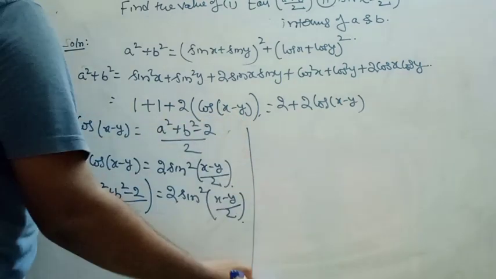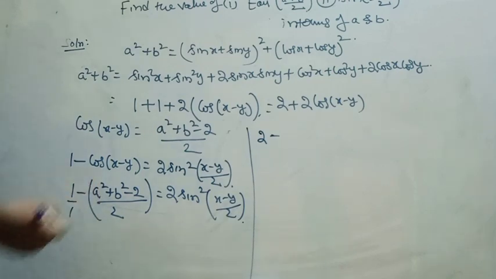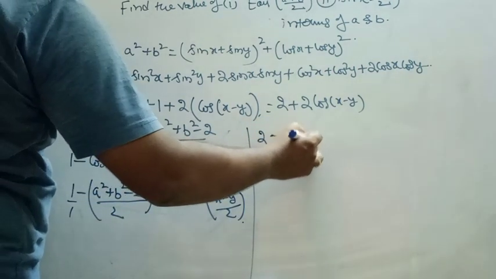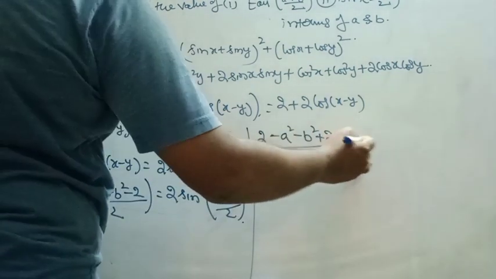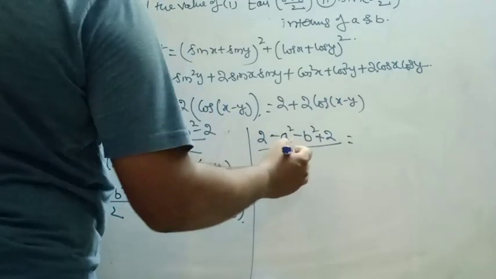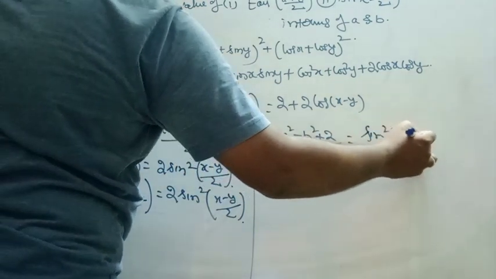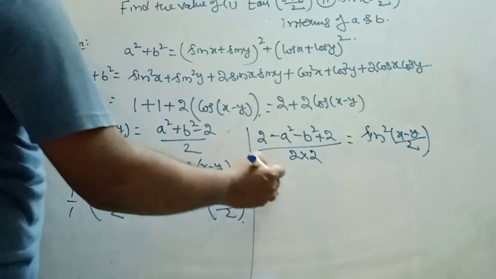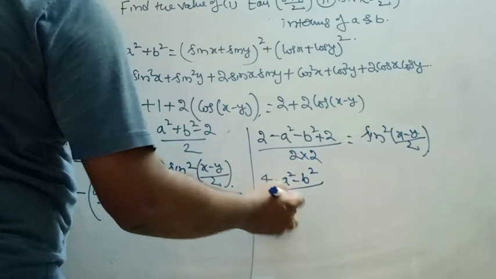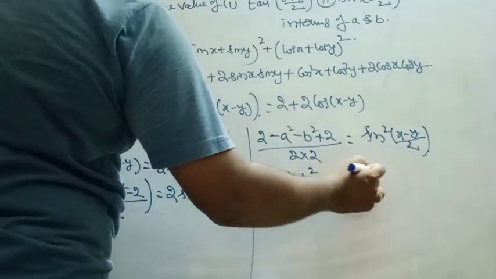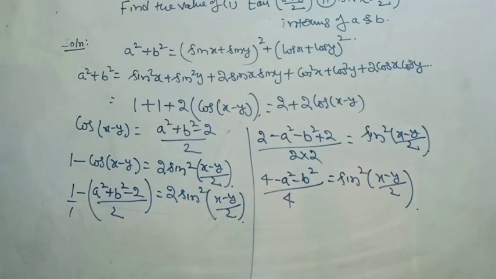This means you have here 2 minus, let us take LCM and simplify. 2 minus a square minus b square plus 2, whole by 2, right? This is equal to 2 into sin square (x minus y)/2, let us bring that 2 here. Now 2 plus 2 is what? 4 minus a square minus b square by 4 is equal to sin square (x minus y)/2, like this. You got it as like this.